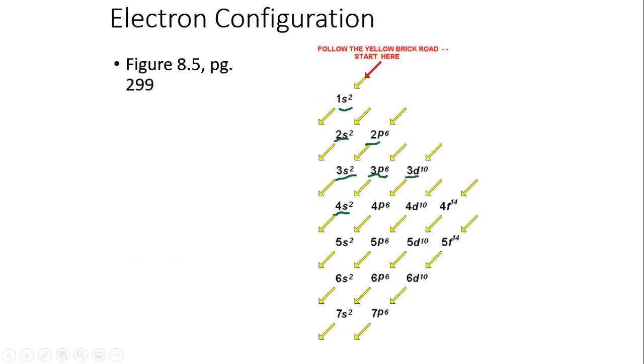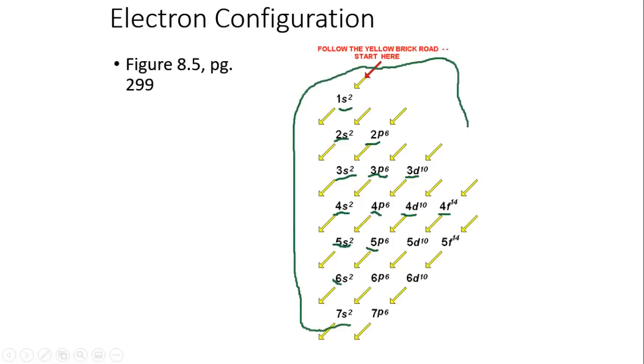So 4s, then 3d, then 4p, 5s, then 4d10, 5p6, 6s2, and then we introduce the f orbital, 4f14. So make sure you remember how to use this filling scheme, because you have to know this in order to fill the electrons correctly.